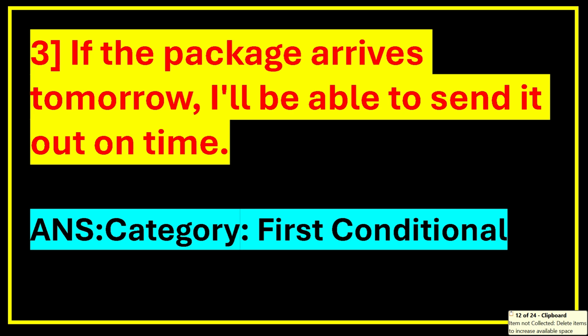If the package arrives tomorrow, I'll be able to send it out on time. Answer: category first conditional. Explanation: if the package arrives tomorrow, present simple. I'll be able to send it out on time, future simple. Will be able to send. This sentence talks about a real and possible future situation. It suggests that if the package actually arrives tomorrow, then the speaker will send it out. Since this expresses a likely future outcome, it falls under first conditional.